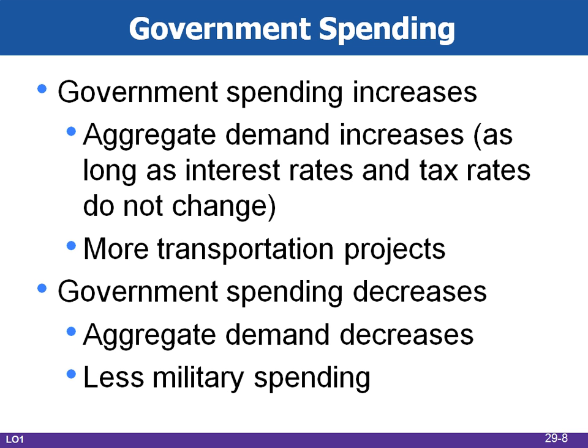Other things equal, if government spending increases, aggregate demand increases. An example of government spending is more or less transportation projects. If government spending decreases, aggregate demand decreases. An example of this could be military spending.